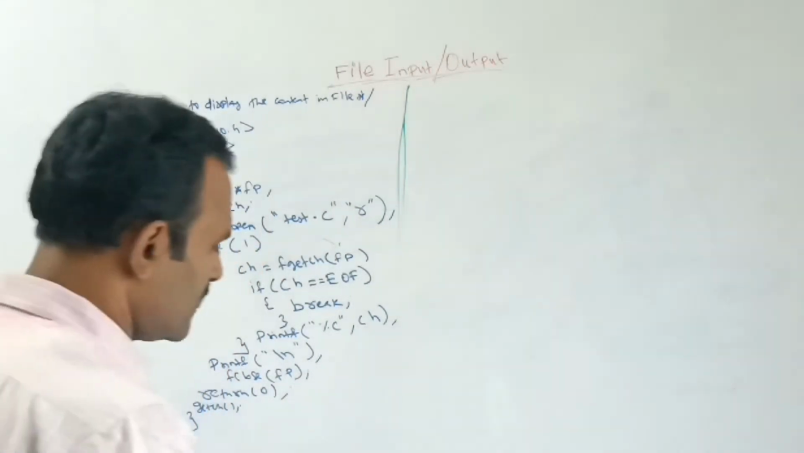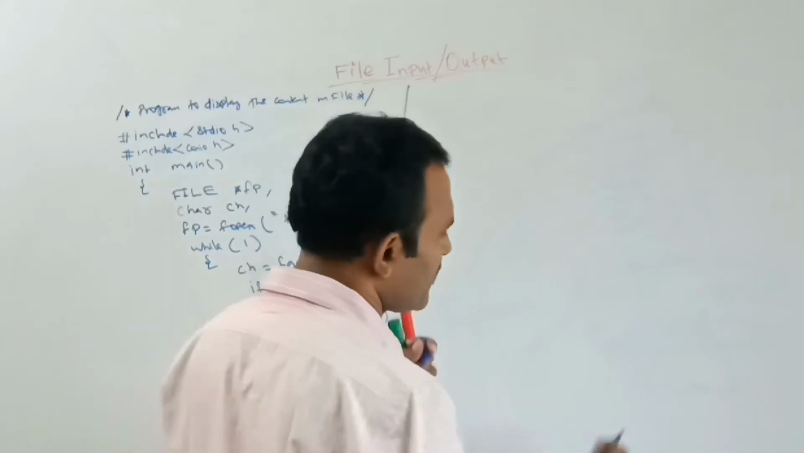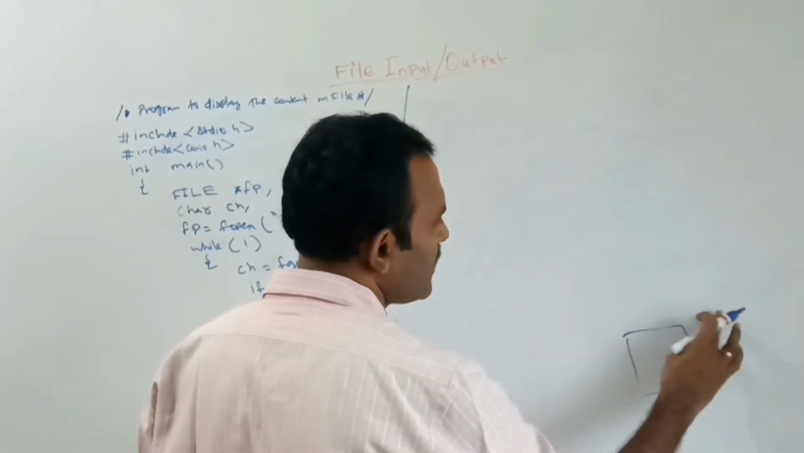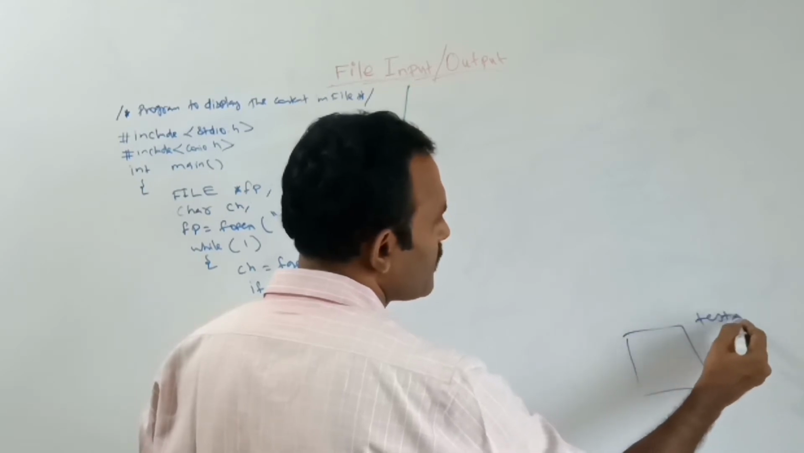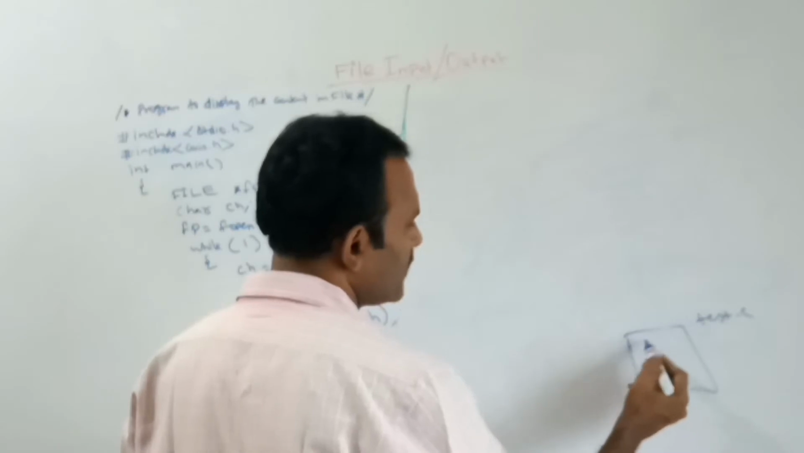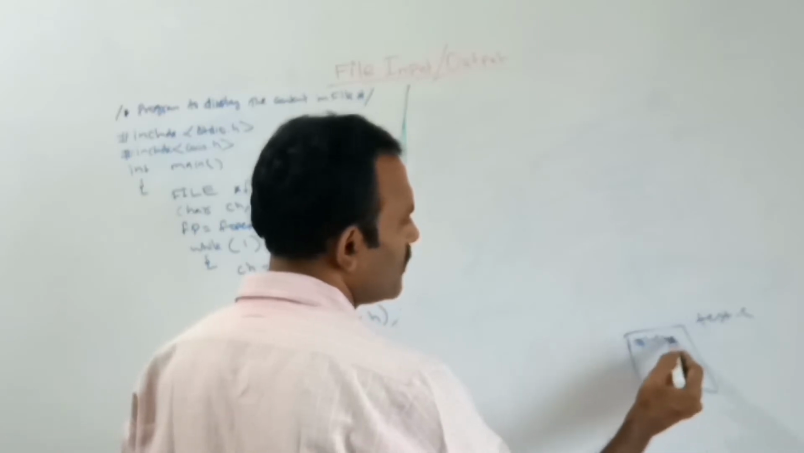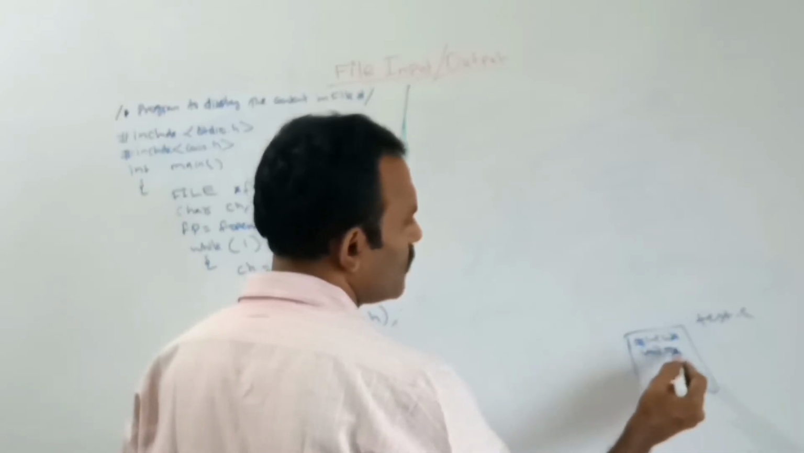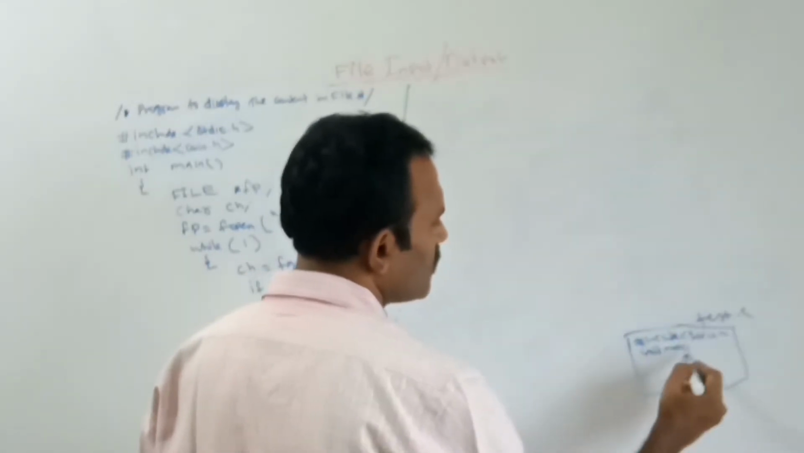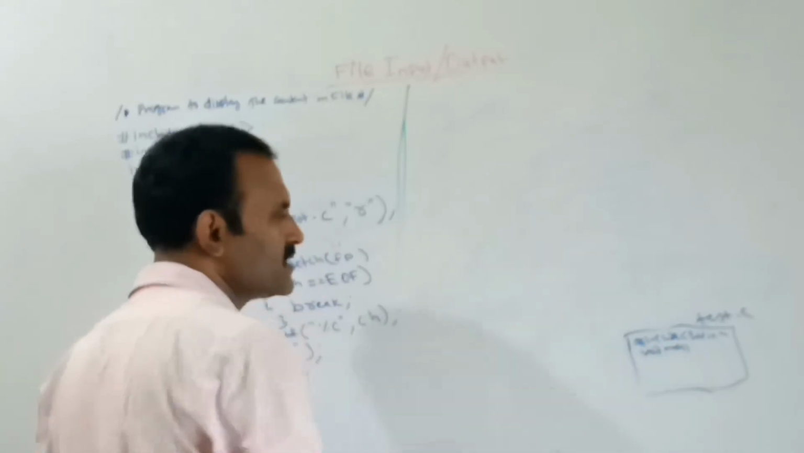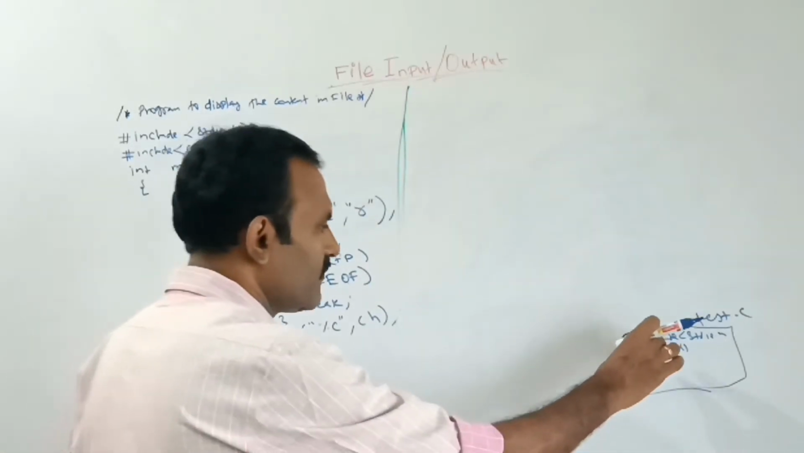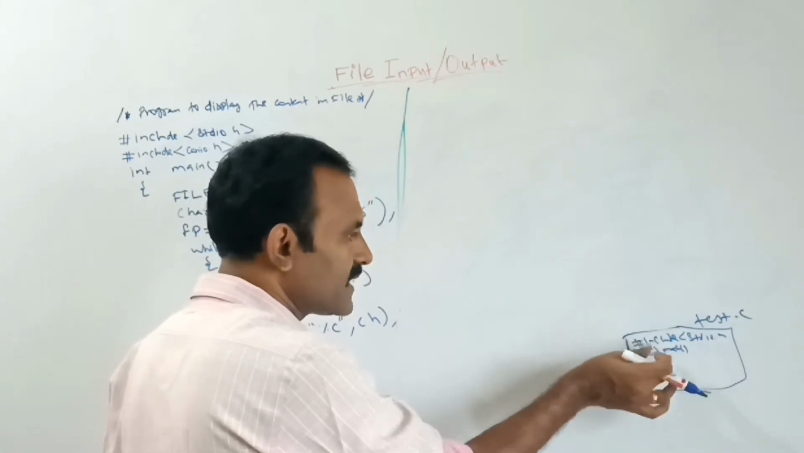For example, let us assume you already have a file, and the file name is test.c. Inside it, suppose you have these two lines of content in this test.c file. Now I want to count the total number of letters inside the file.